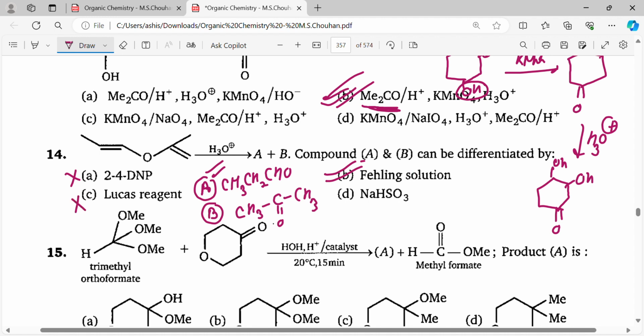Aldehyde and ketone can be distinguished by Fehling solution, Benedict solution, Schiff test. So the answer will be B. Lucas reagent, no, we can't use Lucas reagent. Why? Because it is used to distinguish between 1 degree, 2 degree and 3 degree alcohol. NaHSO3, no, we can't use. So your answer will be option B. Thank you.